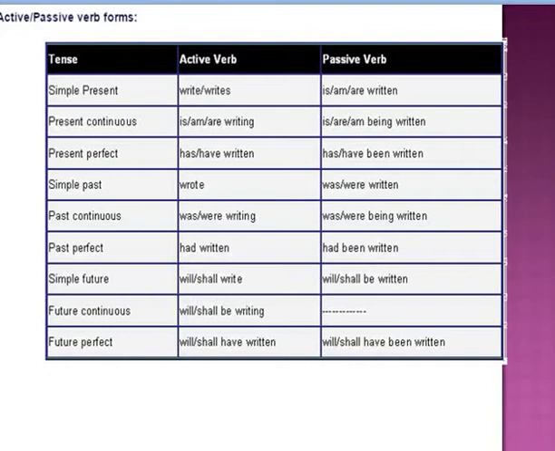In past perfect, it is had plus been plus the third form of the verb. In simple future, we use will, shall plus be plus the third form of the verb, and we never change the tense of passive voice of the future continuous sentence. Future perfect: will, shall have been plus the third form of the verb.